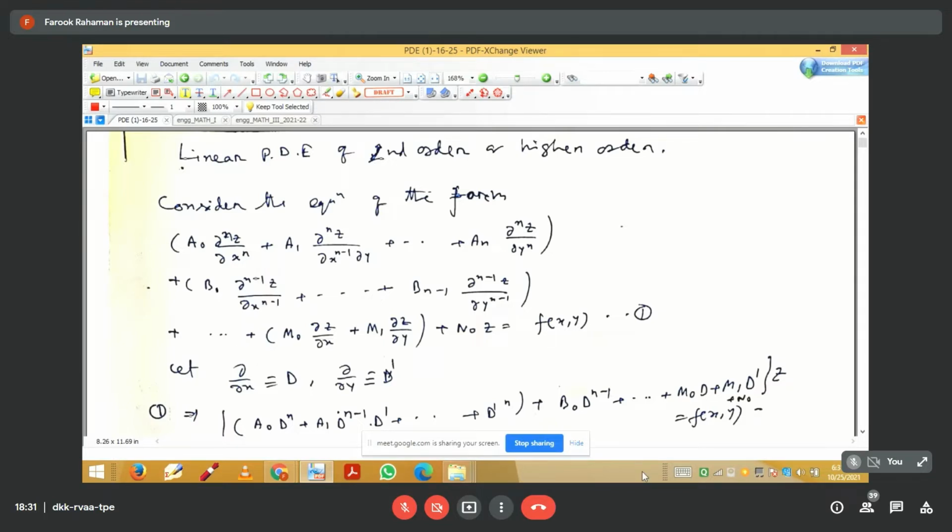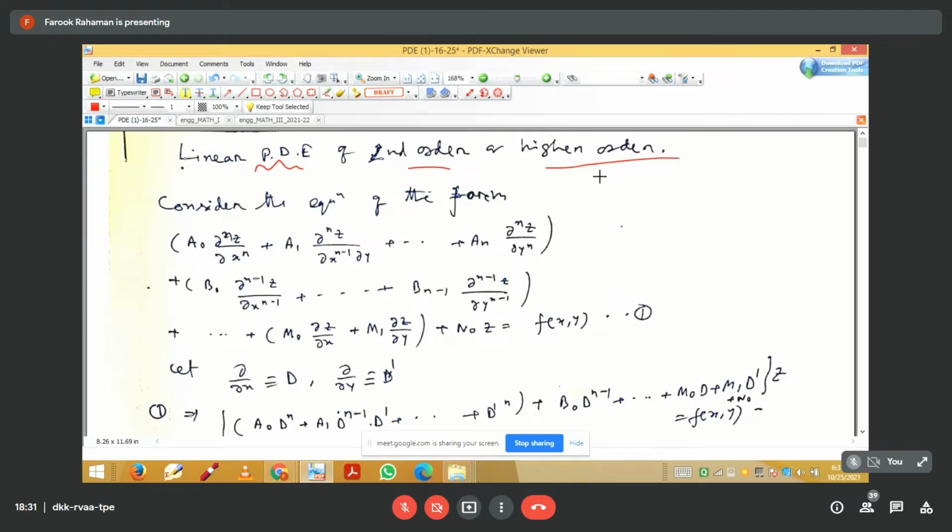Okay, actually, today is my last class for your partial differential equation. So this is the portion I'm talking about: how to solve the linear partial differential equation of second order or higher order.